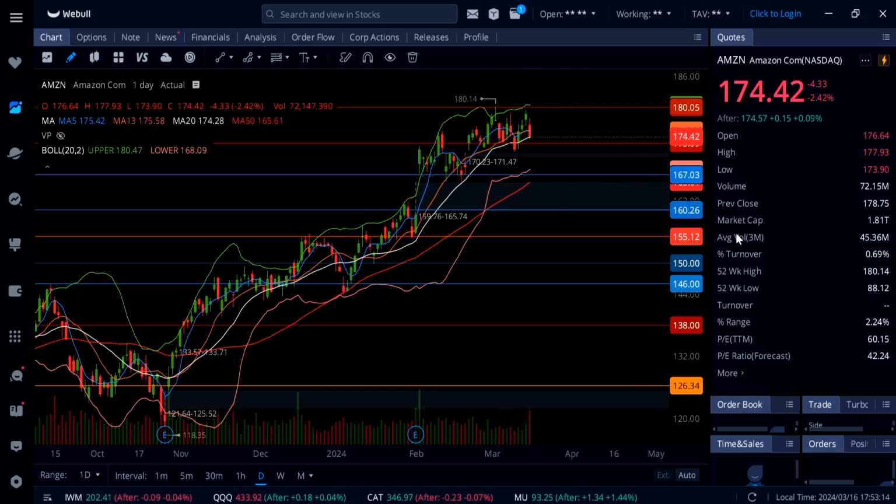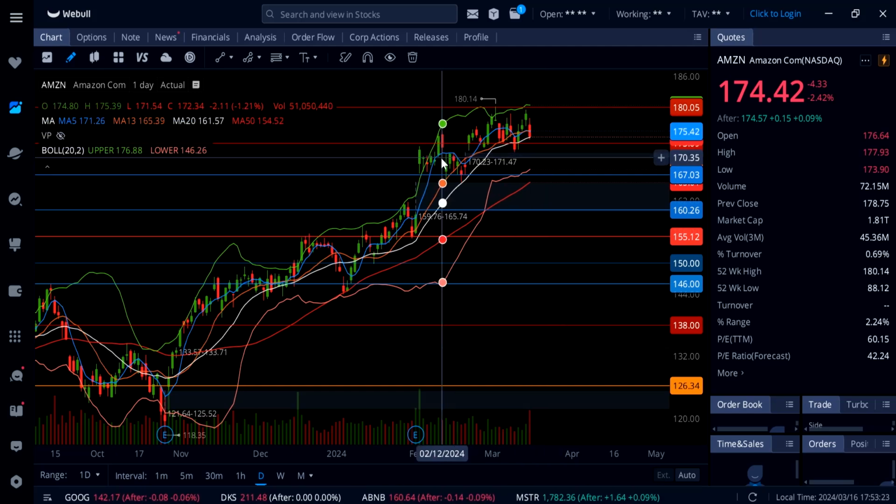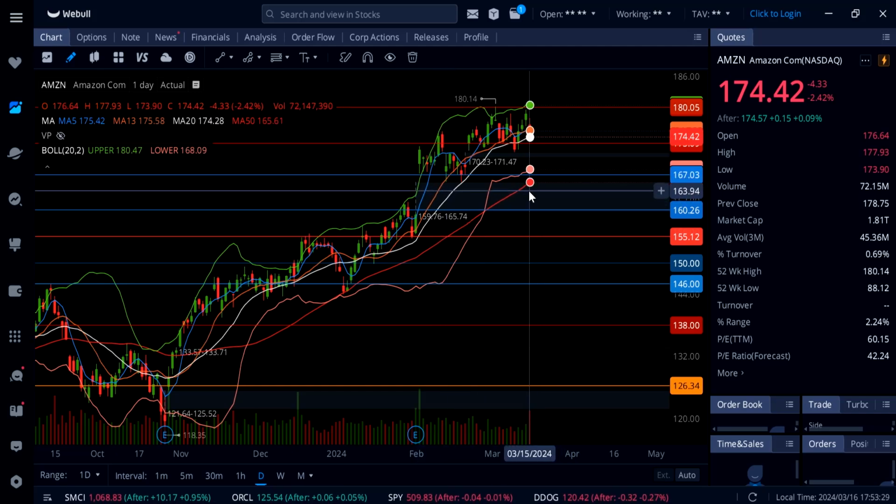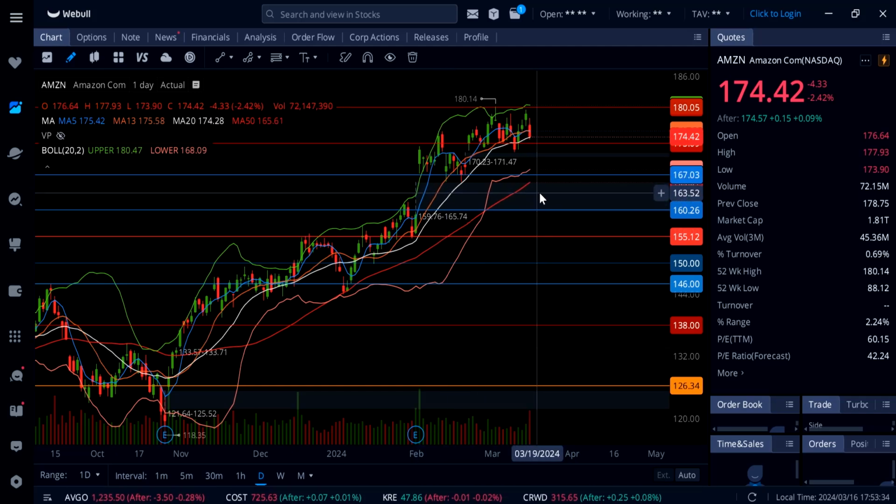To the upside, Amazon can break and hold 175 right here, then watch out for continuation to the upside back up to 180, and once we get that breakout over 180, that's going to be another breakout to the upside, possibly more upside up to even 182 to 186 on Amazon.